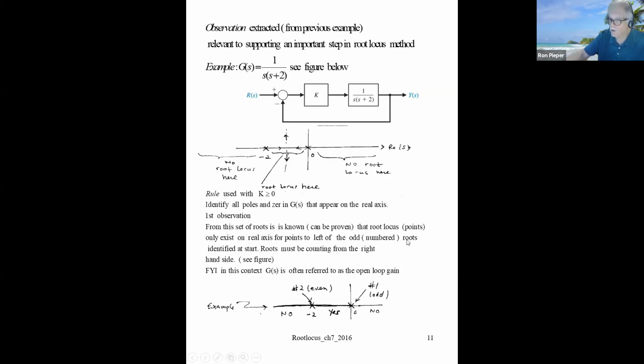To the left of the odd numbered roots. So in brief, that rule is consistent with what we've seen, because it's to the left of the number 1 root, yes, but it's not to the left of the number 2 root. We never had any root locus there. So in a way, we're using this as a bootstrap to demonstrate the validity of this rule in its simplest terms. Now it turns out that kind of reasoning is pretty much instrumental to getting that root locus going.